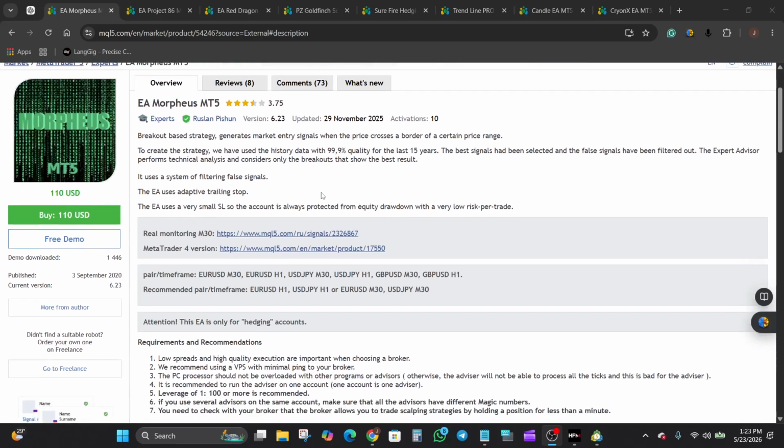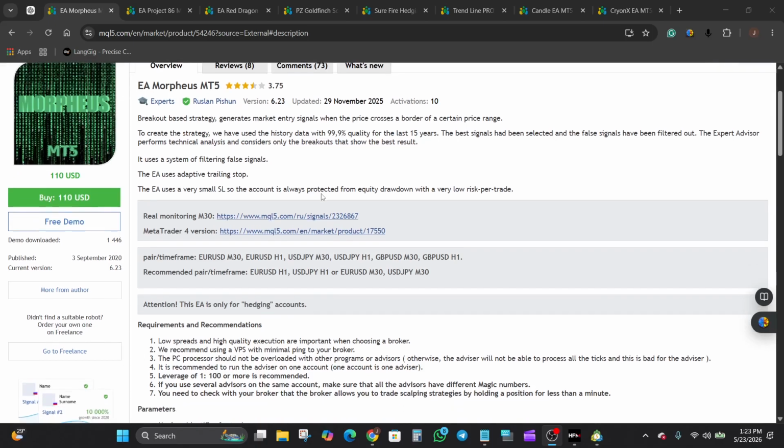Now, the core idea behind this EA is a breakout-based strategy. It generates entry signals when price breaks out of a defined price range. According to the description, it uses historical data and filters out weaker signals, focusing only on breakouts that have shown stronger statistical behavior in the past.